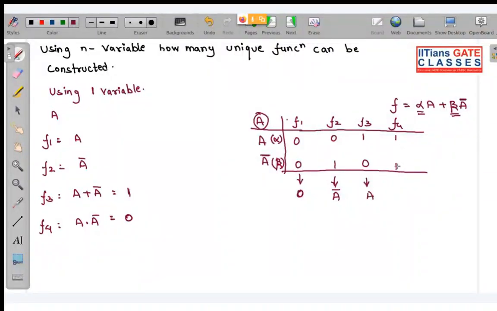And the last one is both of them 1 and 1, so that will be A complement plus A, which is 1. So you can see I got all 4 functions that we were getting using the haphazard method. This is the tabular representation. For one variable, I have 4 functions. I cannot still generalize this.